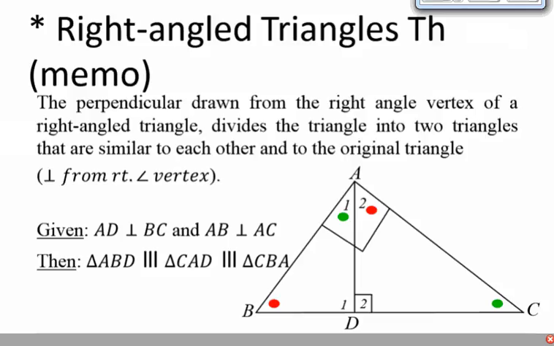So let's have a look at what we're given. We're given that AD is perpendicular to BC, which means we've got that perpendicular line, and we're given that AB is perpendicular to AC. That means that our big triangle is in fact a right-angled triangle. We're then required to prove that triangle ABD, that's the small inside triangle on the left, is similar to triangle CAD, which is the small inside triangle on the right, which are both then similar to triangle CBA, which is your big outer triangle. So let's have a look at our proof.